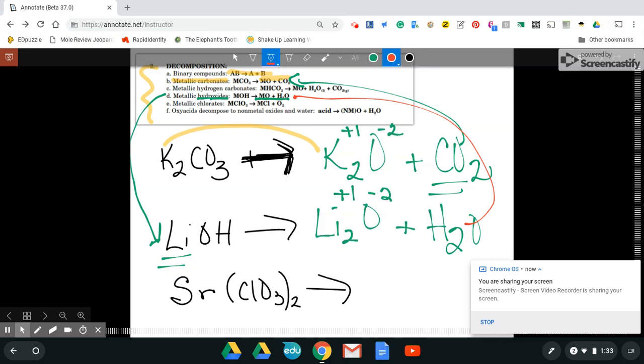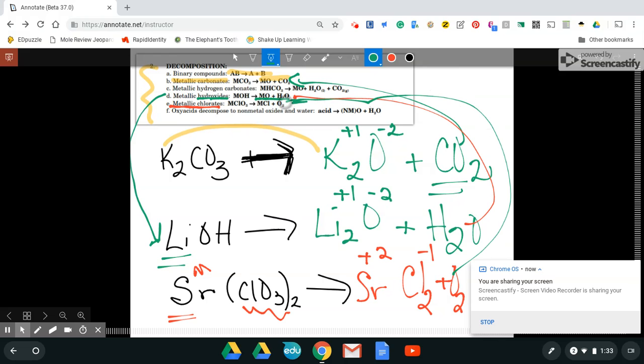Okay. The next one is a chlorate. Here's what a chlorate looks like, ClO3. So metal chlorates decompose into a metal chloride. So here's my metal. Sr has a charge of +2. Cl has a charge of -1. So it's SrCl2 plus oxygen gas. Once again, I'm getting that from right here. So you've got to just put the formulas, use these general equations in order to predict the products.